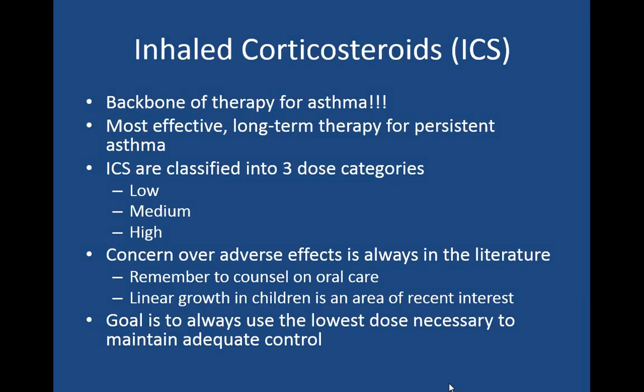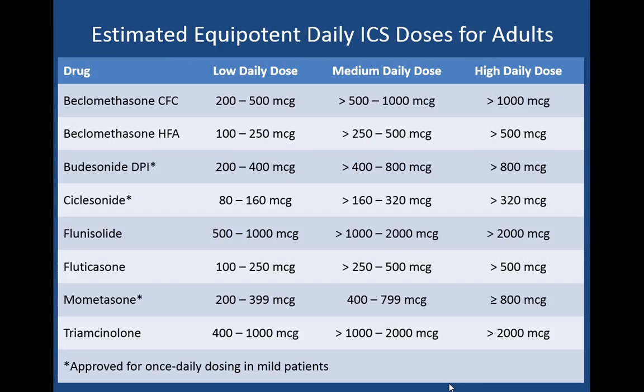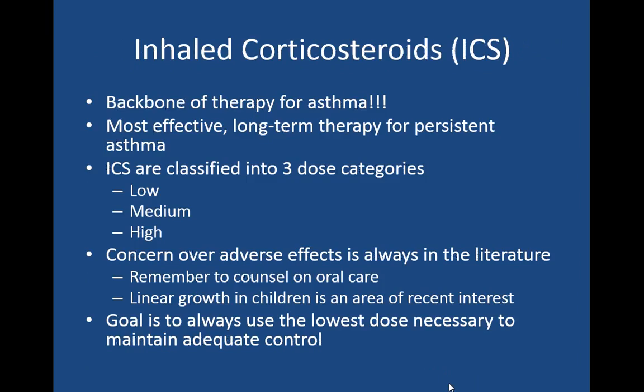They are classified, so ICS is how you'll see that abbreviated, inhaled corticosteroid. They get classified into 3 dose categories: low, medium, and high dose. And there's a chart on the next slide, we'll talk about that in a minute. You don't have to memorize that, so don't freak out. But you do have to know how to use that chart if you were given a question about altering a patient's therapy with asthma.